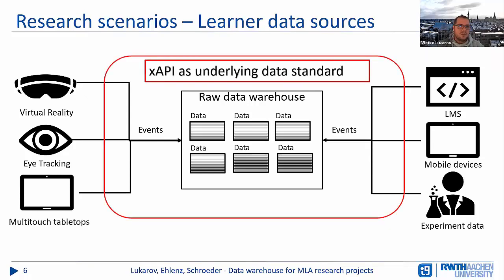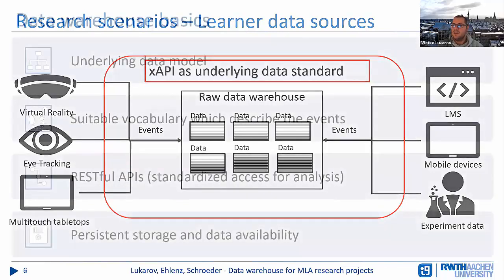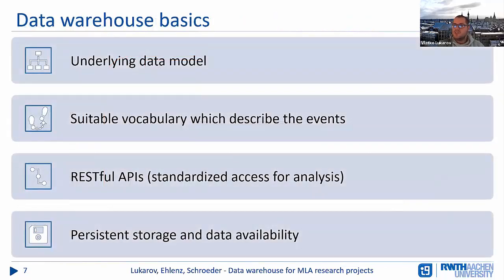And since we have so many different events from so many different sources, we decided that we need to go an abstraction level higher and choose some data standard that can help us classify and store all these events. And we chose Experience API as an underlying data standard for our scenarios. But just choosing Experience API in itself doesn't actually bring much. It is just a way to do event notation or event description.